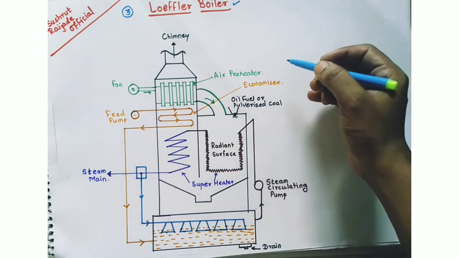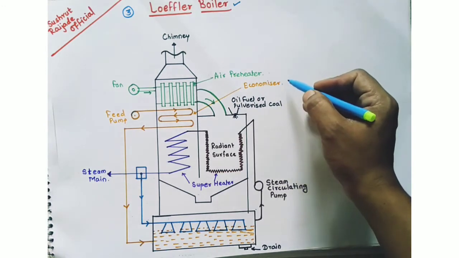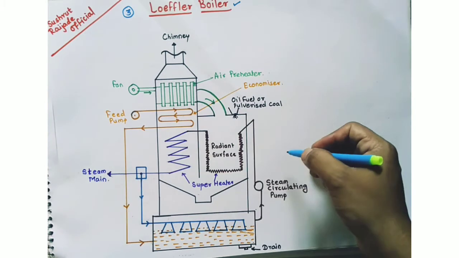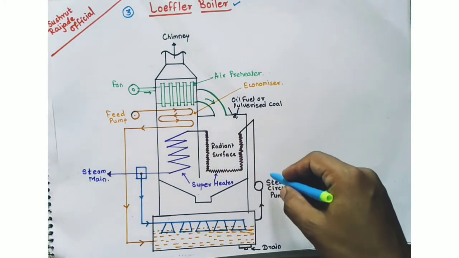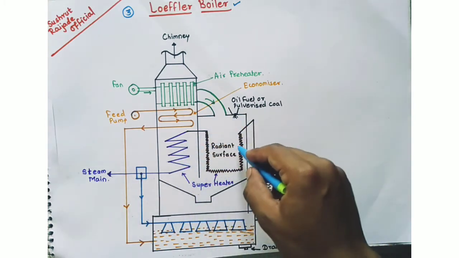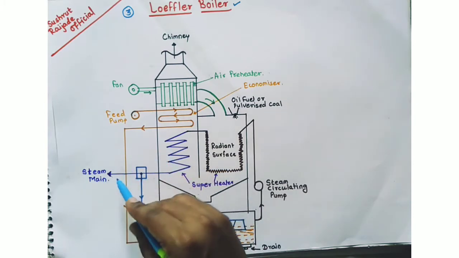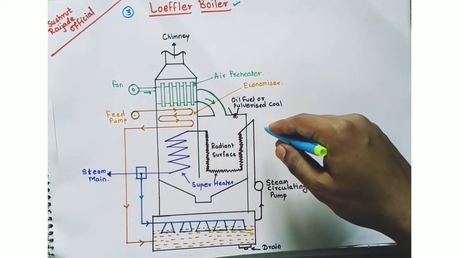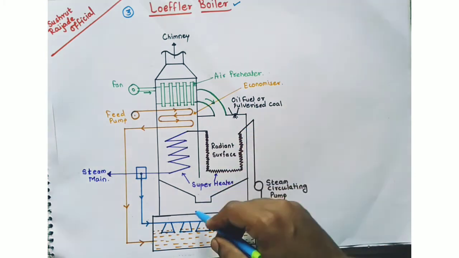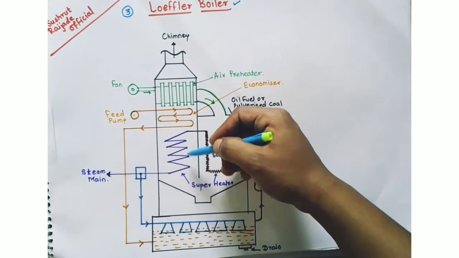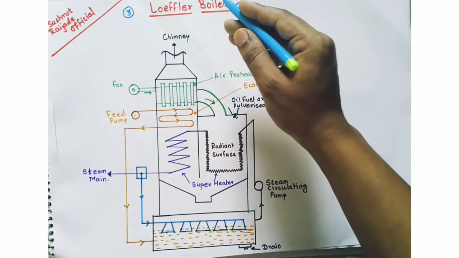In this Loeffler boiler, the air preheater is used, the second part is the economizer, the third part is the evaporative drum, then the steam circulating pump and the superheaters, the radiant superheater and the convective superheater. Again in this Loeffler boiler, the heat is received from the flue gases which come from the combustion chamber and pass over the economizer, the air preheater, and then go to the chimney.